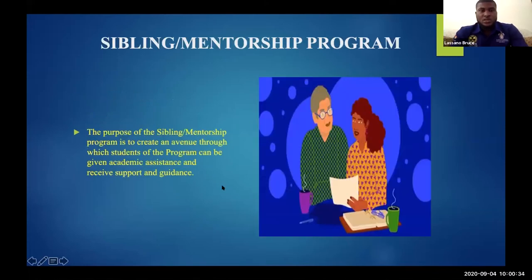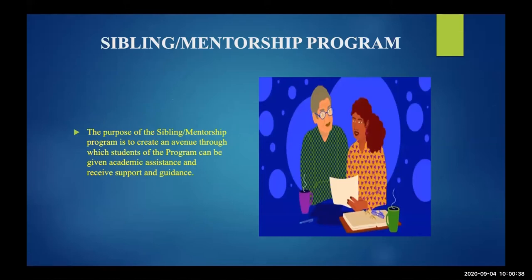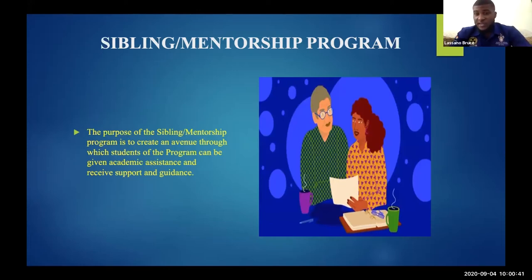So for the sibling and mentorship program, we know that making the transition from high school to university can be very challenging. So as an association, we are basically trying to bridge that gap. With the sibling initiative, the first years will be paired with students from higher year groups, who would have had experience in the program itself. They will be there to offer academic assistance to the students and act as a form of support. Now, separate from the sibling program is the mentorship program.